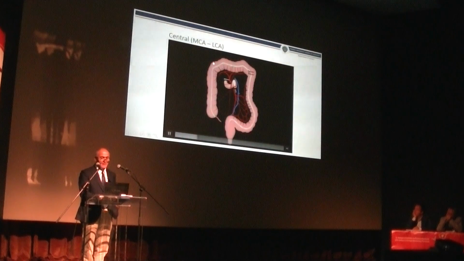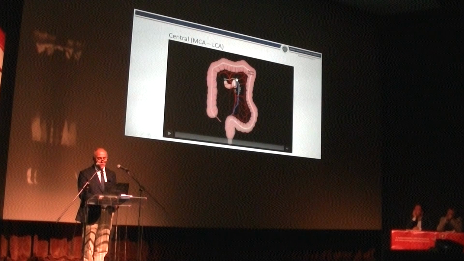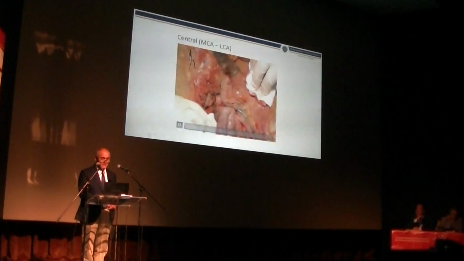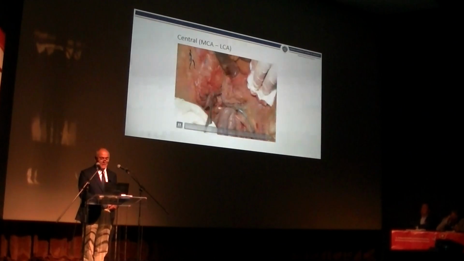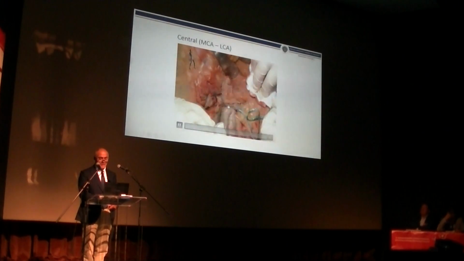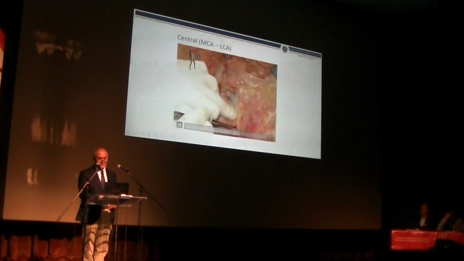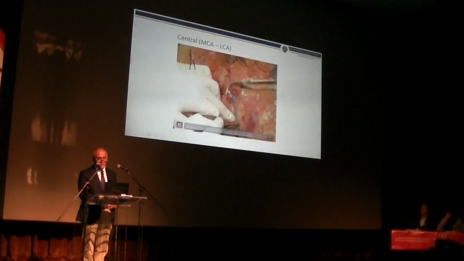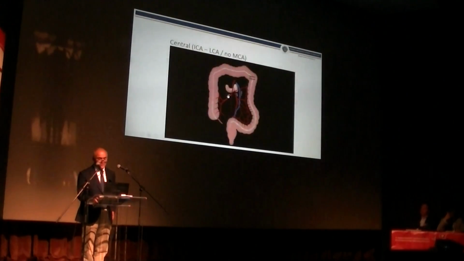And this is another type from the root of the middle colic artery and the left colic artery, and this is the connection. Again, highly important. If you divide all these, you will have ischemia, like the one that happened to myself. This is, as you see, the communication between the middle colic and the left colic artery. It's a very significant artery there.